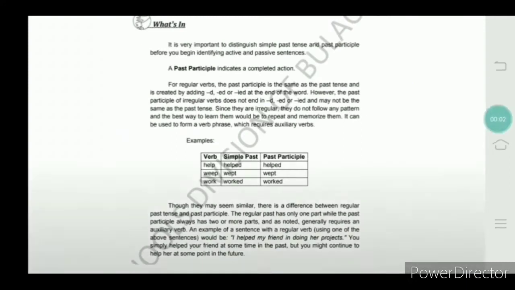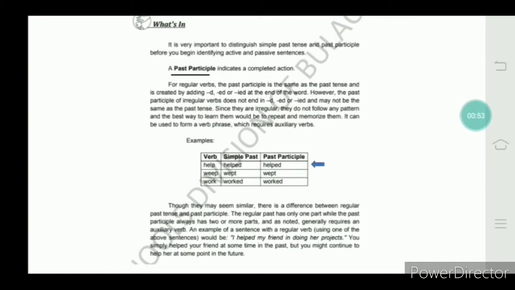For what's in, you are being reviewed about the previous topic to be connected to the new topic. Here, it is very important to distinguish simple past tense and past participle before you begin identifying active and passive sentences. What is a past participle? A past participle indicates a completed action. Here are some examples. For the first example, we have verb help. For the simple past tense, we have helped. And for the past participle, we have helped also. Here, for the regular verbs, you just create this by adding the ed or ied at the end of the word.